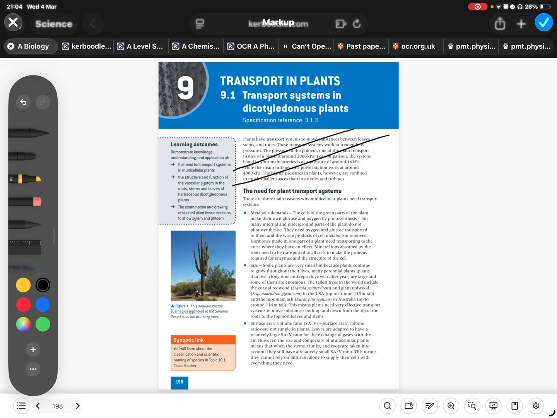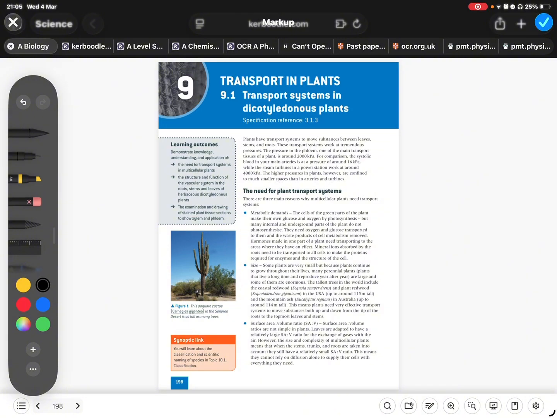Ignore this bit. It just tells you plant systems work with very high pressures, so we don't really need to know that. But maybe note to yourself they deal with very high pressures, because in human arteries we deal with 16 kilopascals. That's quite a lot, but plants work with 2,000. Steam turbines in power stations deal with 4,000, so this is half of a steam turbine. Kind of good to keep in mind.